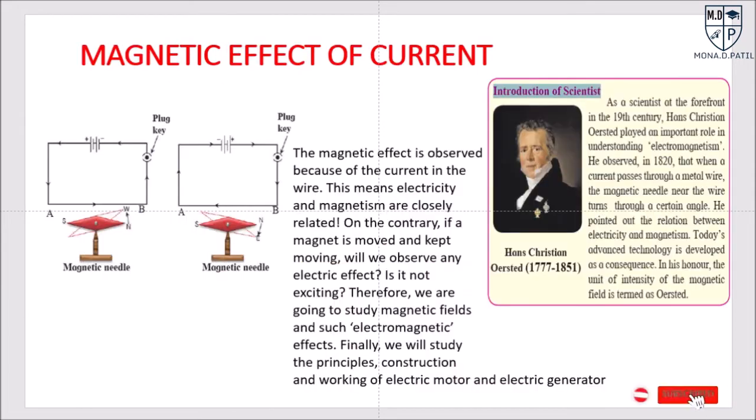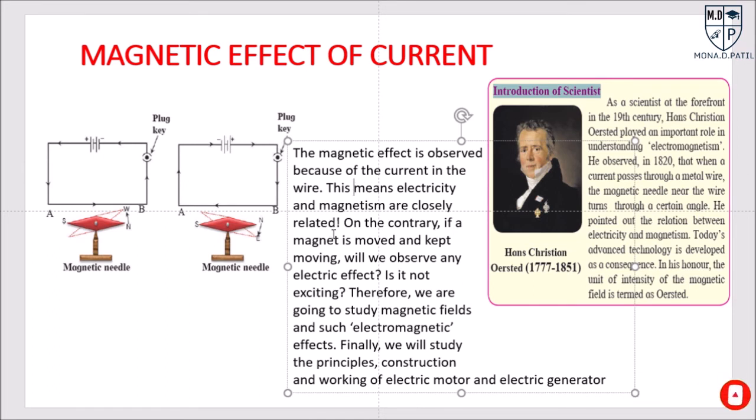Then, the magnetic effect of current. You can see here the circuit, and near the circuit there is a magnetic needle. You must know the use of a magnetic needle to show the direction. It is stable at the north-south pole. The magnetic effect is observed because of the current in the wire. This means electricity and magnetism are closely related.